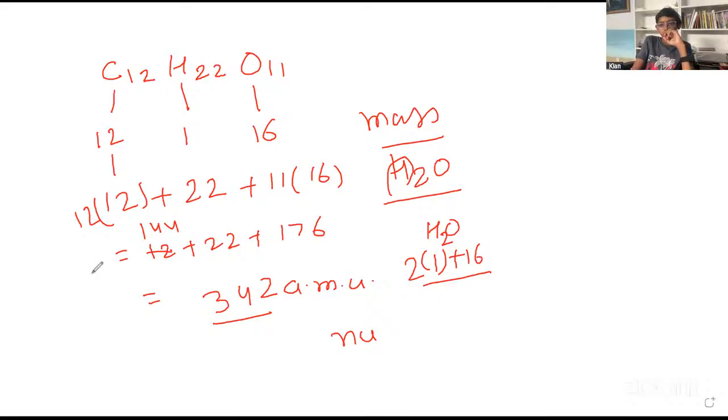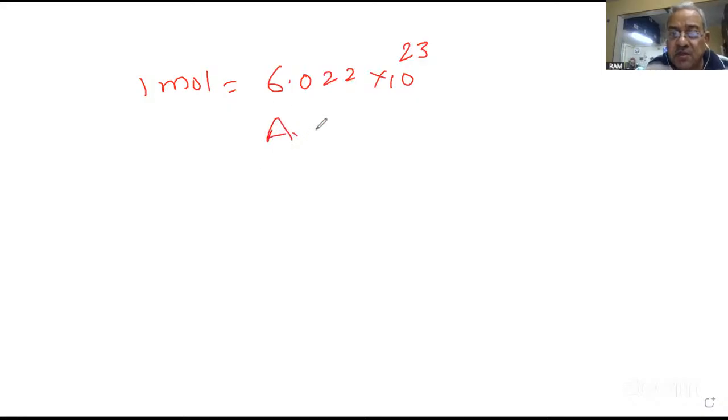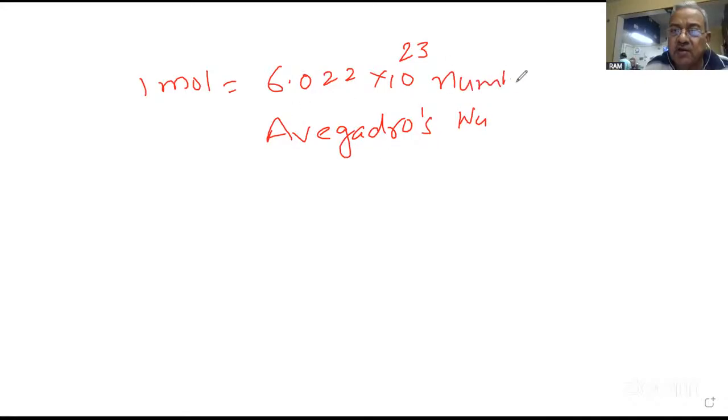Now, what we know, there is one mole. One mole is known as 6.022 into 10 to the power 23 molecules. That is known as Avogadro's number, right? So one molecule of H2O or one molecule of hydrogen or one molecule of oxygen, the number of molecules will be this much, right?